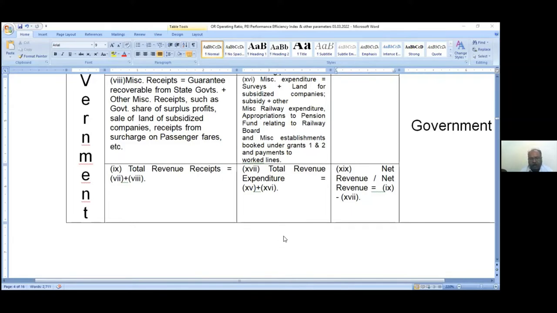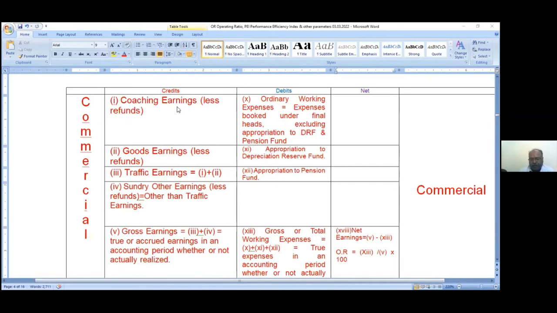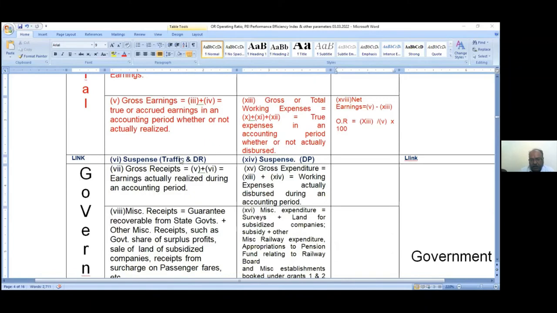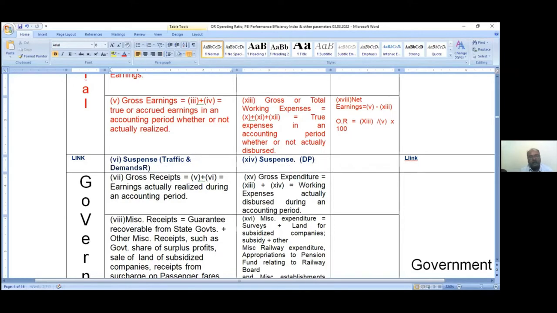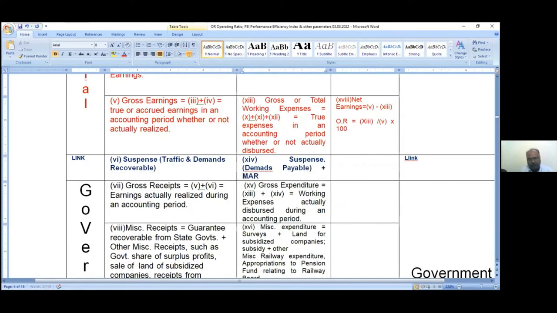Okay. The first part is the commercial accounts. Here we use the words earnings and expenses. Here we'll adjust this linkage. What are the linkages? Profit and demands recoverable on the suspense side. Here I'll write clearly: demands recoverable. And what is on the suspense expenses side? Demands payable. So three linkages come. And here, plus MAR also we are taking. Though it is not linked, we are taking MAR also. And the fourth linkage is operated on the expenditure side, that is the capital expenditure side. That is not taken into the list.